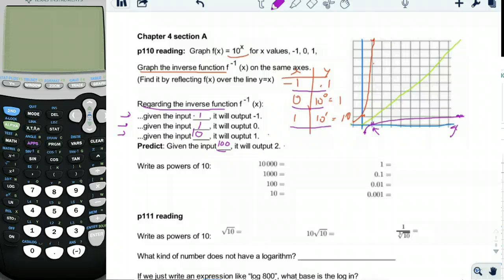Okay? Write as a power of 10, it gives me a bunch of numbers that are powers of 10. So I'm going to put 10, and I just put 4 because that's the number of zeros here. This would be 10 to the third, this would be 10 squared, this would be 10 to the first, this would be 10 to the 0, this would be 10 to the negative 1, because it's 1/10, right? This would be 10 to the negative 2. This would be 10 to the negative 3.